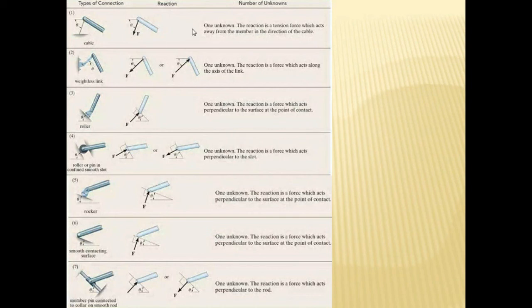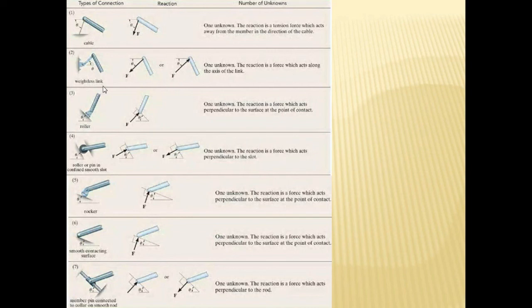Okay, and again if you have a cable installed over here, these are examples just to let you know. I'm telling you about two different books, Hibbeler and one reference book also. They are showing you pictures. These are I think the pictures of the Hibbeler. Okay, so yeah, cable is there. You already know one unknown. The direction is a tension which acts away from the member, in the direction of the cable.